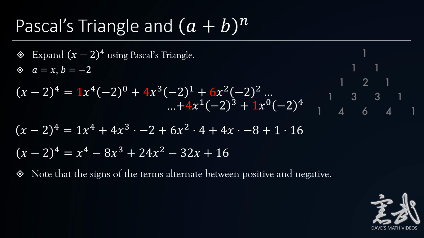One very quick thing to note here is that the signs of the terms alternate between positive and negative in this particular example. That's because b is equal to negative 2, and anytime we raise a negative number to an odd power, we naturally get a negative number. And anytime we raise a negative number to an even number, we get a positive number. So this is what causes the terms to alternate.